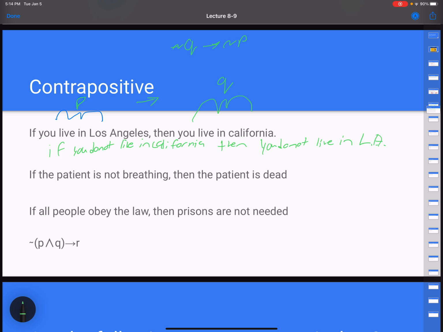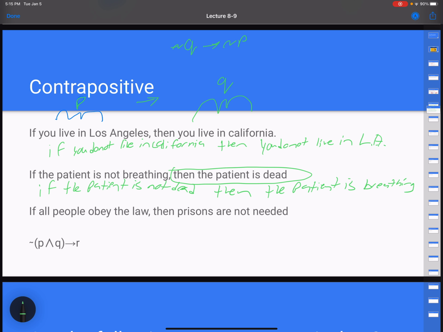Looking at the second piece, if the patient is not breathing, then the patient is dead. This might not always be true. I do want to acknowledge that this sentence is not 100% true, but it's worth seeing that the contrapositive is equivalent to it, whether it's true or not. So taking the contrapositive this time, we have not Q, or the patient is not dead. If the patient is not dead, then not P. The patient is breathing. And you'll see something cool here. In the first half of the statement, if the patient is not breathing, when we negate that, we say the patient is not not breathing, or the patient is breathing. We have a double negative hidden in there.